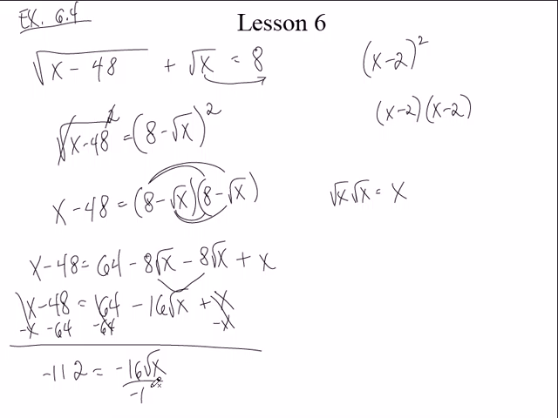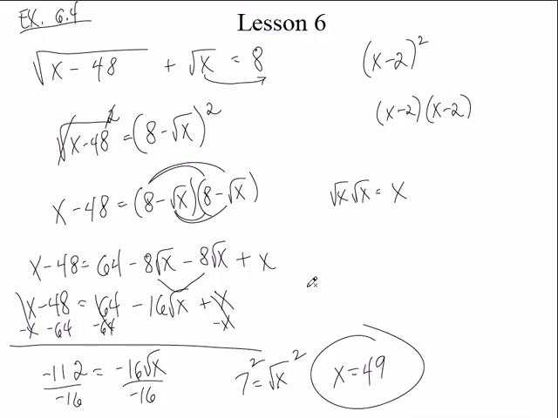I'm running out of time, so let's go a little faster. Divide by negative 16. What's 112 divided by 16? What is it? 7? Okay. So 7 equals the square root of x. What do we do to get rid of that square root? Square both sides. Guess what we get? x equals 49. Make sure you put it back in there and check. 49 minus 48 is 1. Square root is 1 plus 7. 1 plus 7 is 8. Yep, it checks. We're good to go.